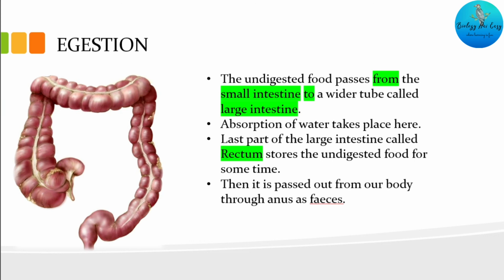Undigested food then reaches large intestine, where it remains in a region called rectum. The undigested food is expelled through anus when we feel the urge to do so.